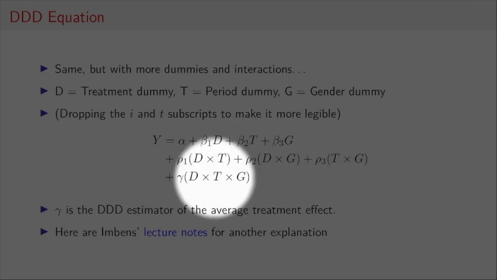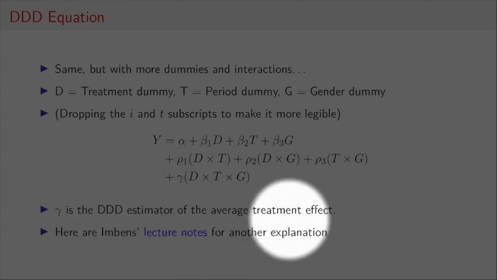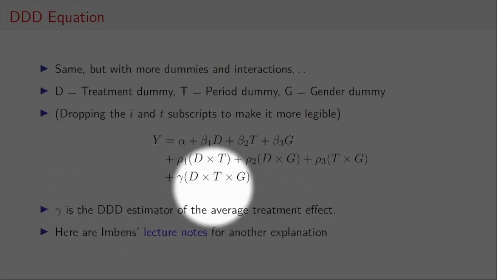And finally, the triple interaction, the treatment dummy times the period dummy times the gender dummy, which will only be equal to 1 for the women in the treated period for the treatment group. So again, this carries this gamma that is going to be our estimator of the average treatment effect, because gamma is the shifter of the intercept, the shifter of the average for the treatment group in the treatment period, netting out the placebo effect.